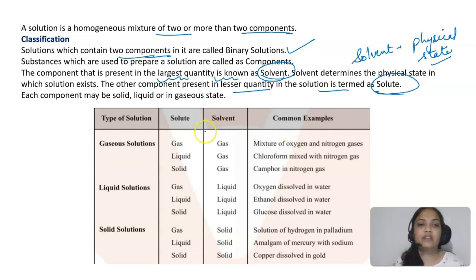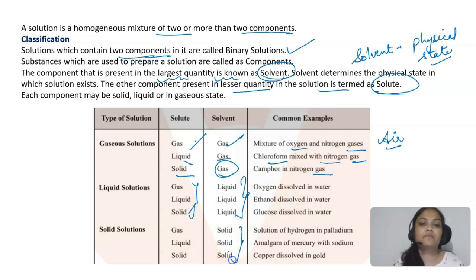Here we have taken different types of examples. Like if gas and gas is there, like a mixture of oxygen and nitrogen gas, you can say air, all right. Liquid as solute and gas as solvent means chloroform mixed with nitrogen gas. Solid in gas, okay, camphor and nitrogen gas. Similarly we have liquid solutions where the solvent is liquid. The solute can be gas, liquid or solid, any one. Okay, same goes with solid solutions where the solvent is solid. Okay, so this is just a very basic thing about the classification of your solutions.